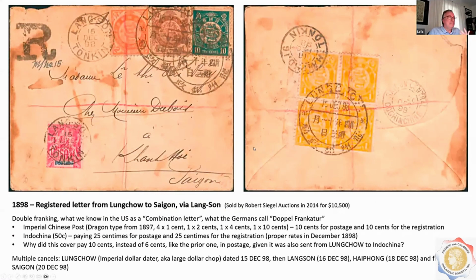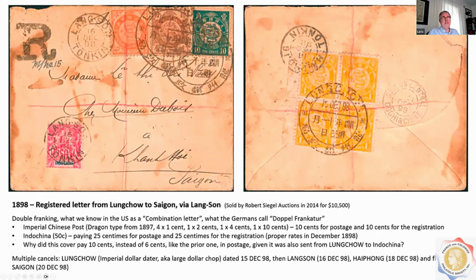So this one here then complicates things because it is also a registered letter from Langzhou. It is very visible here, December 98, to Saigon. So it goes to Indochina. It is 4 months later than the one we just talked about. But this one pays 20 cents total: 10 plus 4 plus 2 plus 4 times 1.